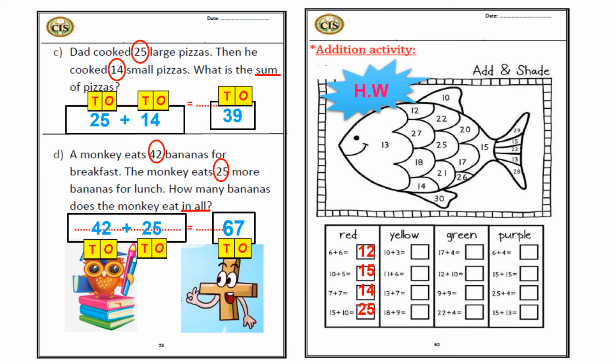In yellow we have 10 plus 3 equals, I will put 10 in my mind, 3 on my fingers, and let's count after 10: 11, 12, 13. 11 plus 6 equals 17, 13 plus 7 equals 20, 18 plus 9 equals 27. You can color these numbers by yellow color. Now you can complete that activity by yourself.